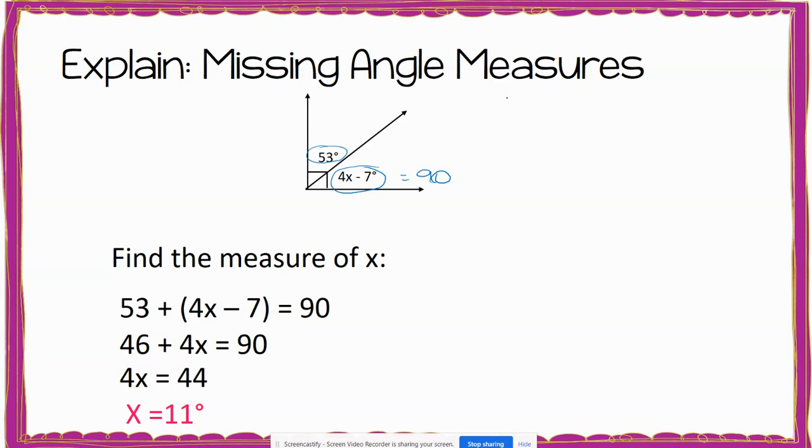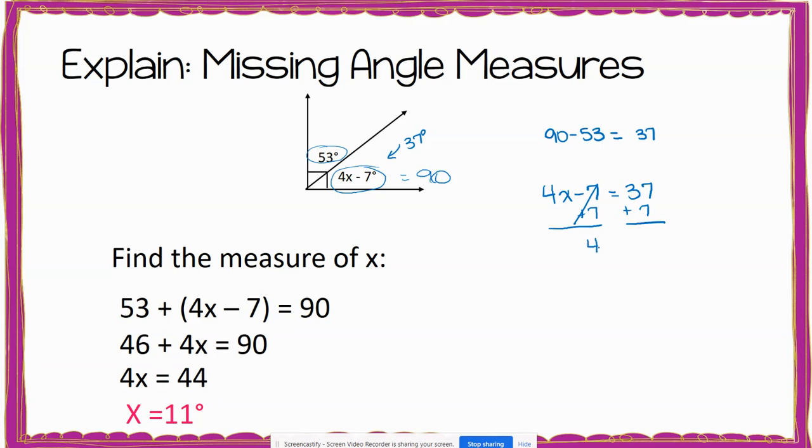You also, for this one, could have said, well, I know that 90 minus 53 gives me a value of 37. So I know that this angle is equal to 37 degrees. And you could have said, well, I know that whatever this angle is, it's 4x minus 7, and it equals 37. So you could have solved this two-step equation by adding 7 to both sides.